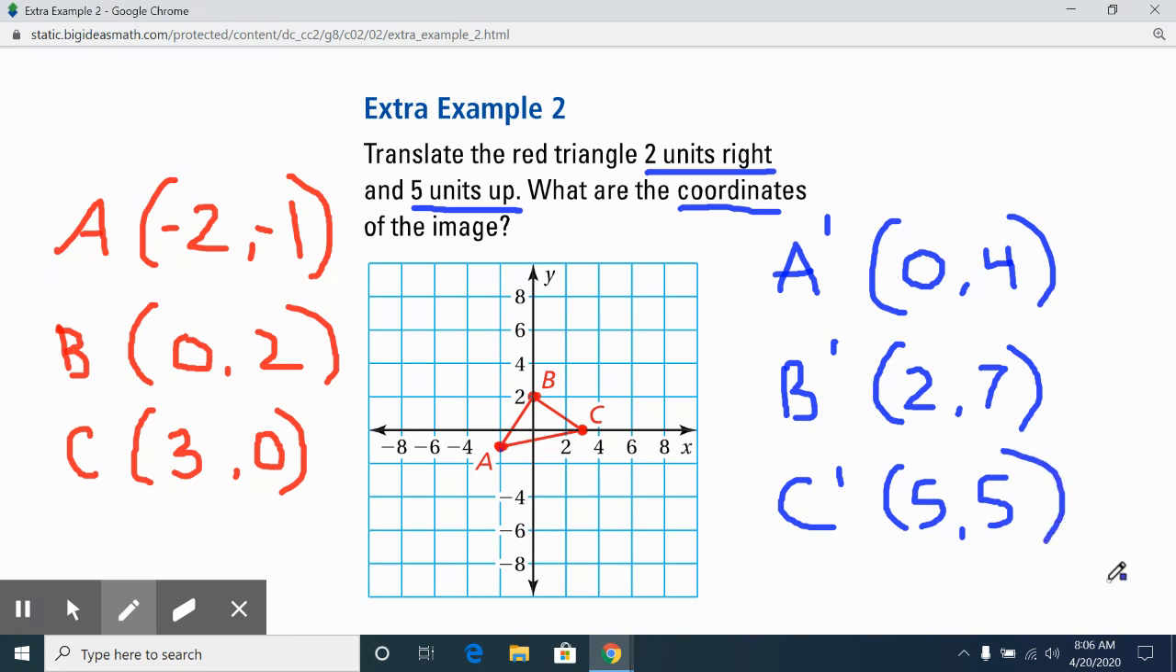What I'm showing you, because you're going to do this on IXL on Thursday, is that we could just add or subtract how we move horizontally to our x values, and add or subtract how we move vertically to our y values to get our new coordinates. And we could also draw our image that way. So that's another way we could do this. There are 2 ways, and that's the second way.